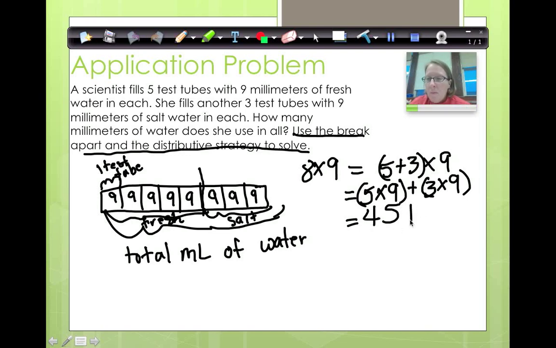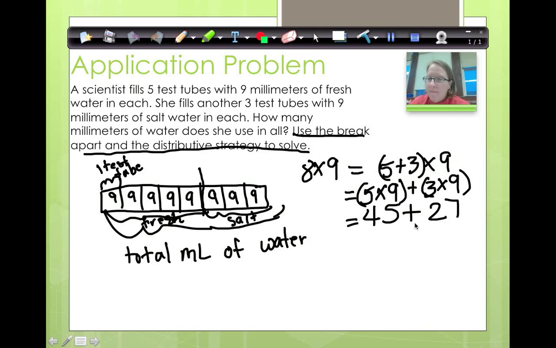Plus, well, what is 3 times 9? Count if you need to count. 3, 6, 9, 12, 15, 18, 21, 24, 27. 27. Now we add it up.